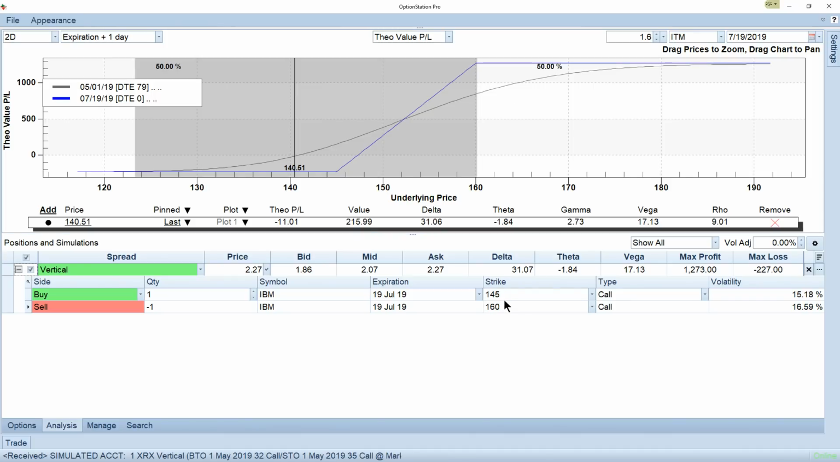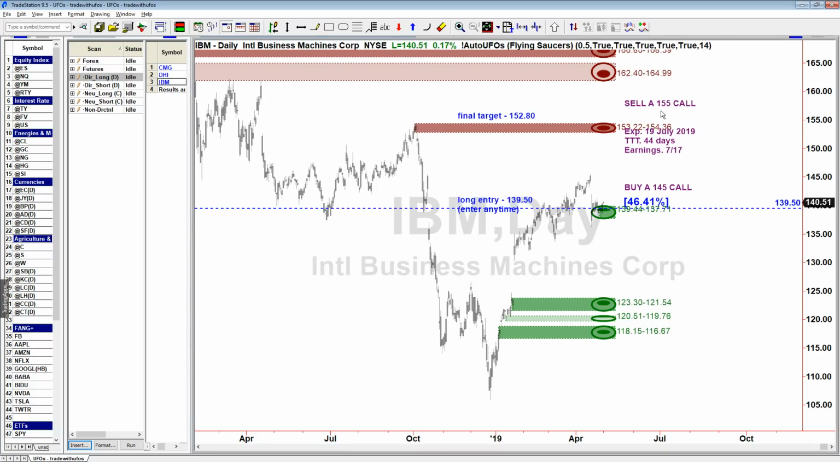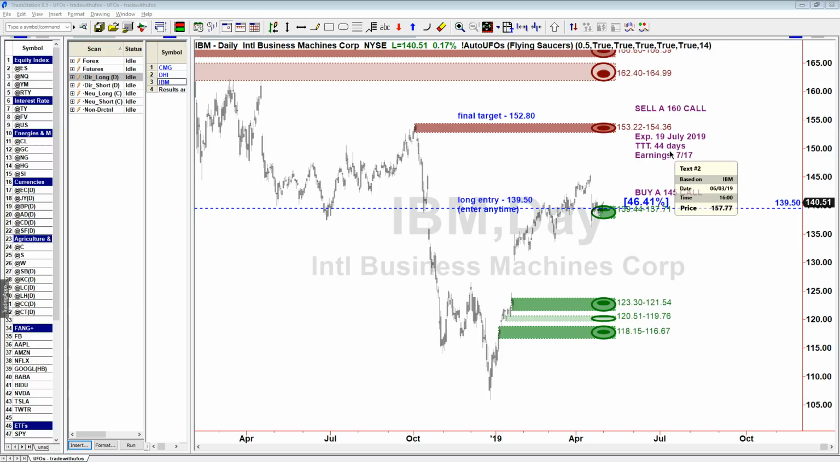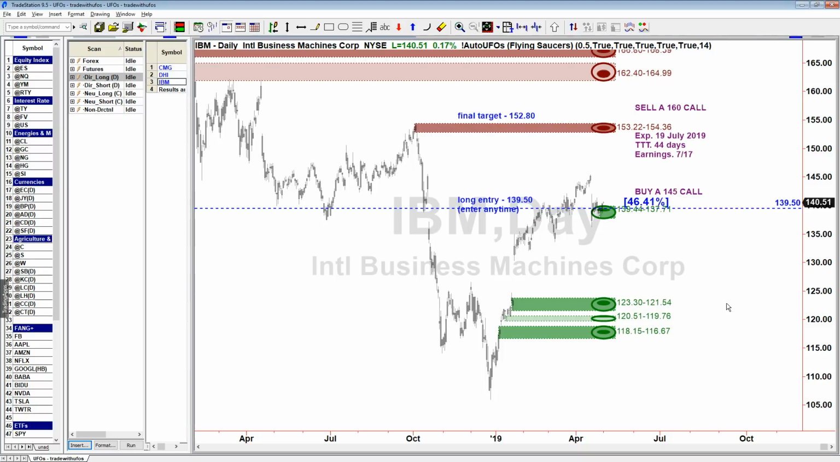Okay, so now I am a little happier than before. So in the end, by doing this little adjustment, I got my delta to where I want it, which is around 30. And therefore, instead of the setup I thought would work, which was 155, 145, it would work better if I was to do 145, 160. Okay, so that would be the trade.